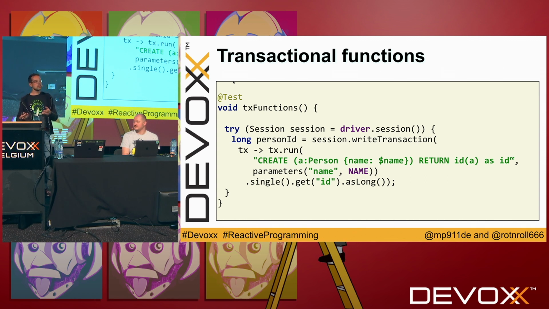The driver cannot do a retry if you use an implicit transaction, and it also cannot do a retry if you use an explicit transaction, because how is the driver supposed to know when the unit of work is over? Or what belongs to a unit of work?